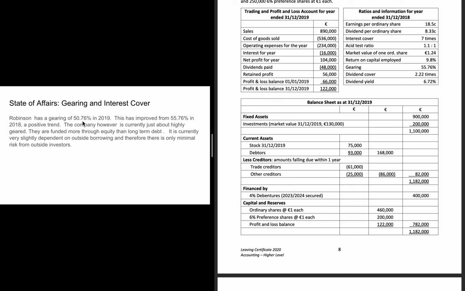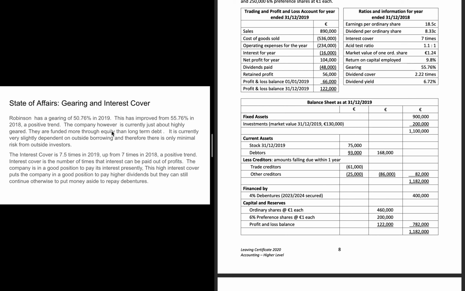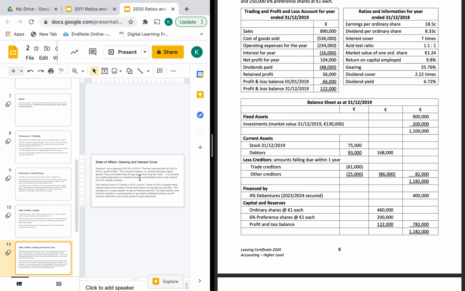Gearing and interest cover. So gearing is 50.76. It's improved from 55.76. It's a positive trend. It is highly geared, but it's really neutrally geared now. It's just about highly geared, so they're funded more through debt than equity. Why do I keep getting these wrong? I'll change that.